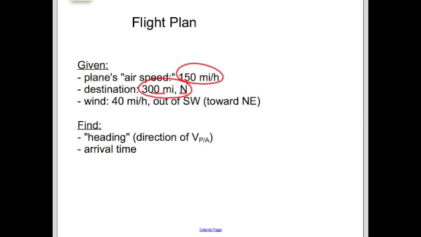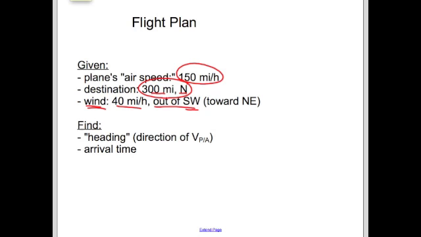The last thing we can generally take for granted is we'll know the wind, because if worst comes to worst, we can contact the National Weather Service and ask them what the wind is. They will tell us how fast it is blowing and what direction it's blowing. Generally speaking, we'll often be given the direction it's blowing out of, which means not the direction it's blowing towards.